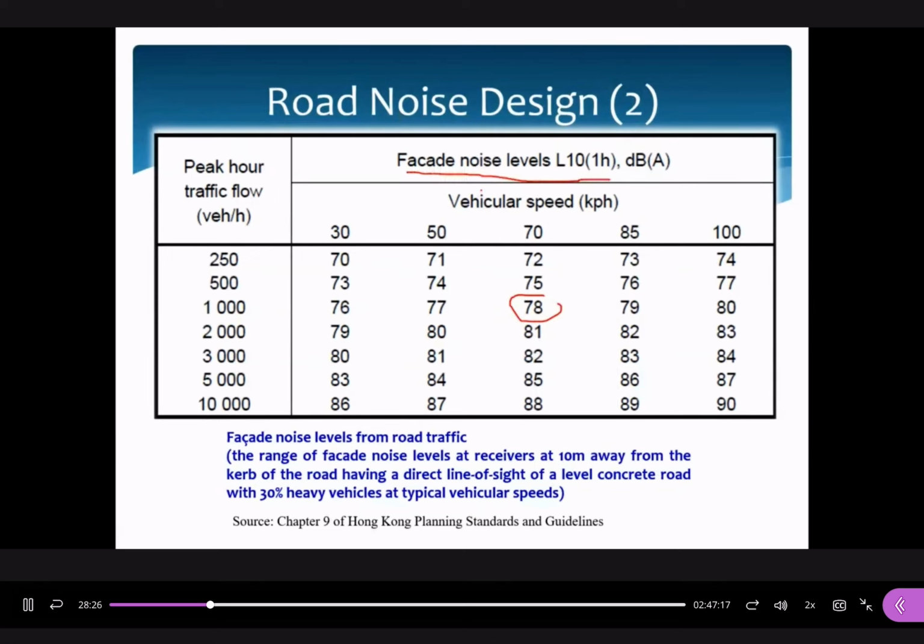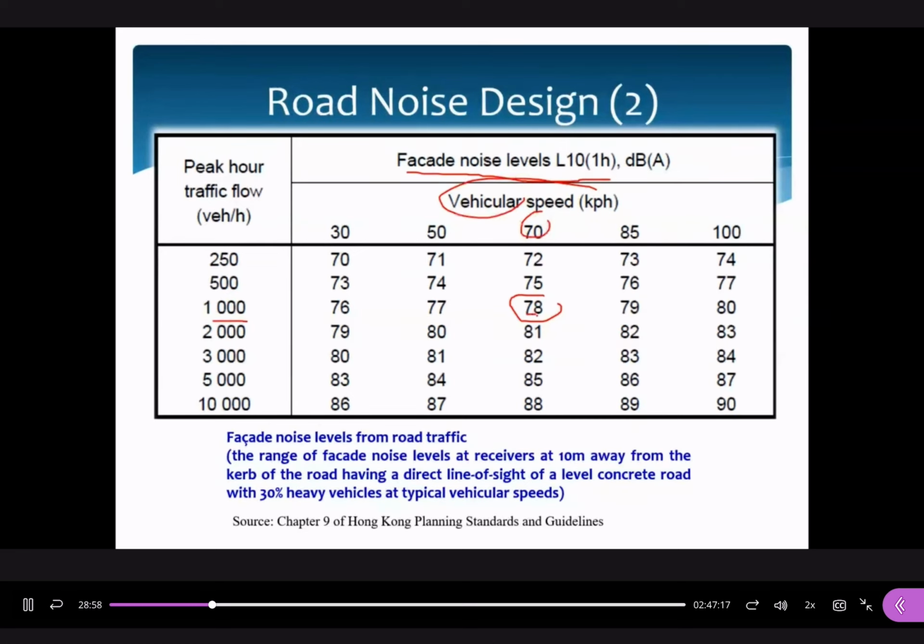And what is the facade noise level? It means the assessment point is 1 meter away from the building facade. We cannot do the assessments inside buildings, because inside buildings there are many reflective or absorptive surfaces. So if the peak hour traffic flow is 1,000 vehicles per hour and the vehicular speed is 70, the level we estimate is 78.